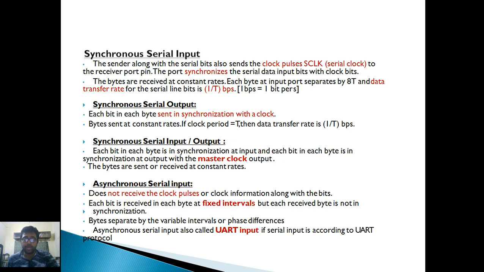Now depending upon the clock period, the data transfer rate will be different. If the clock period is high, the data transfer rate will be low. It means we will send a clock pulse. The clock signal will be a pulse signal. If the width of the pulse is narrow, then T will be less, and the data transfer rate will be high.